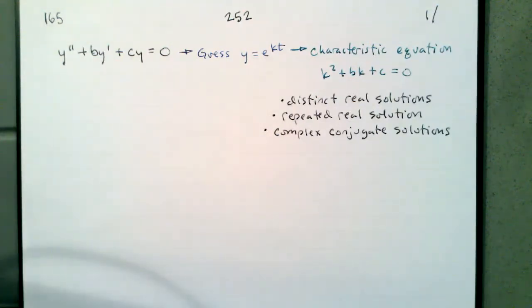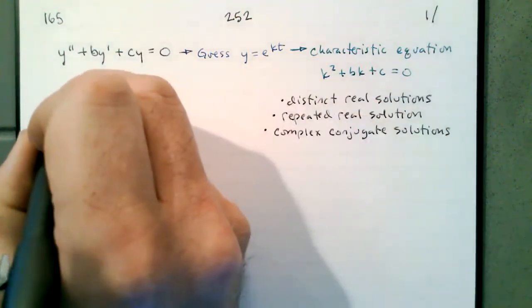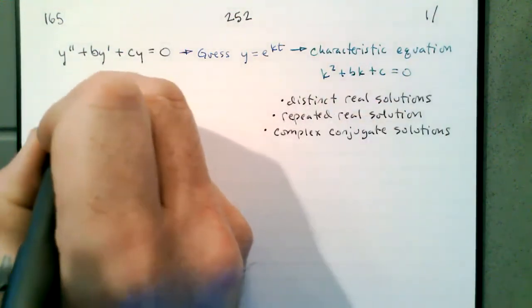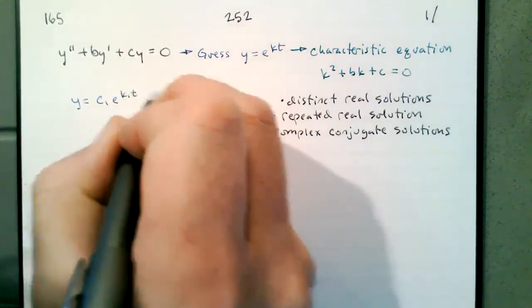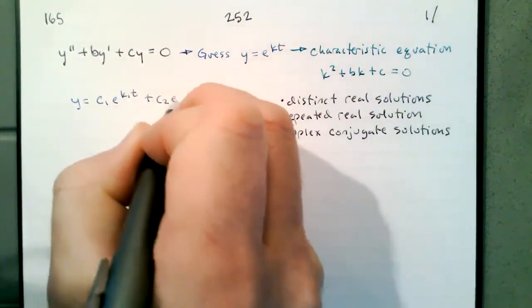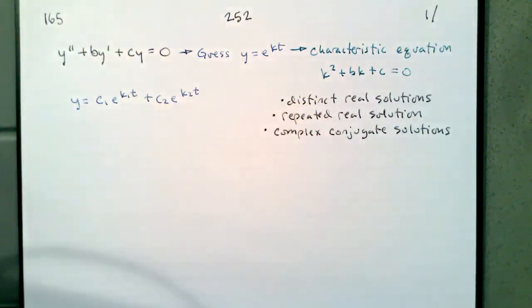In the case of distinct real solutions, our general solution was y is c1 e to the k1 times t plus c2 e to the k2 times t. That was what we used in the distinct real solutions case.